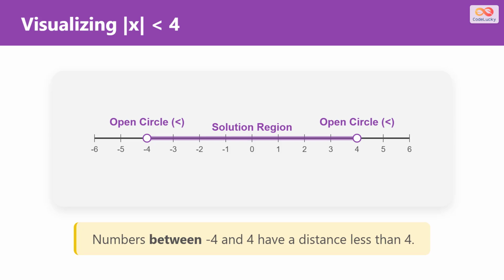Here is what that looks like on a number line. If the absolute value of x is less than 4, we are looking for all numbers between -4 and +4. Notice the open circles at the ends. This means -4 and 4 are not included in the solution. It is just the space in between.